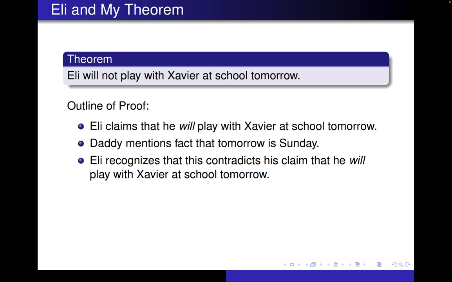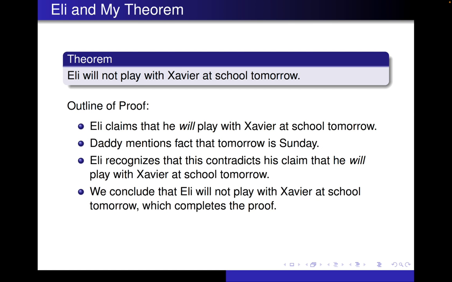So Eli says he will play with Xavier at school tomorrow. I lead him through some logic that leads to a contradiction, some sort of contradictory claim, and then Eli realizes that it contradicts the claim, and therefore he concludes that he will not play with Xavier at school tomorrow, which completes the proof.